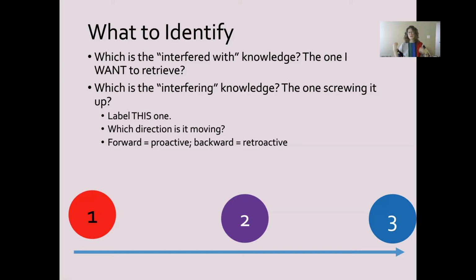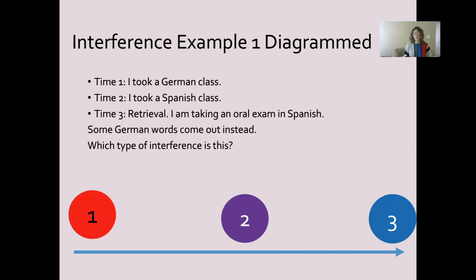And you're like, your information isn't moving. I don't understand what you mean. Well, let me show you on this diagram. Remember at time 1, I took a German class. Time 2, I took a Spanish class. And then I'm trying to retrieve Spanish, but I end up speaking German instead. So let me draw to diagram this out.